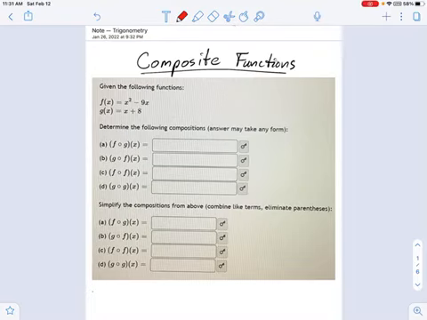So we have here a problem saying, here's two functions, f and g, and I want you to compose different combinations: f of g, g of f, f of f, g of g. I'm not going to go through every single one of these because if you see the idea for one or two of them, you should get how this is going to work.